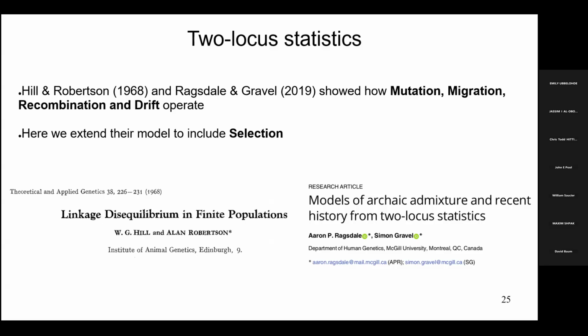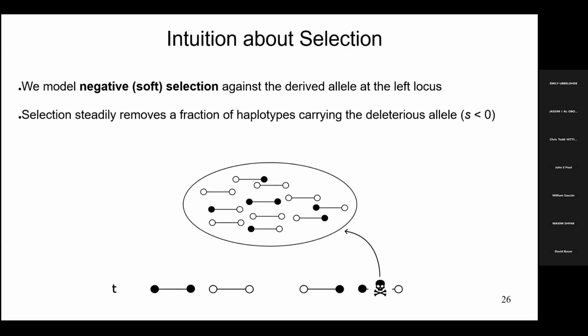that was developed under neutrality already in 1968. And that was extended by Ethan Jewett and Aaron Simon. What they did is show how neutral processes like mutation, migration, recombination, and drift operate on the expectations of these two locus statistics. And our goal here in the remainder of the talk is going to be extending their model to include selection as well. So first, some intuition about what selection should do in this two locus system.